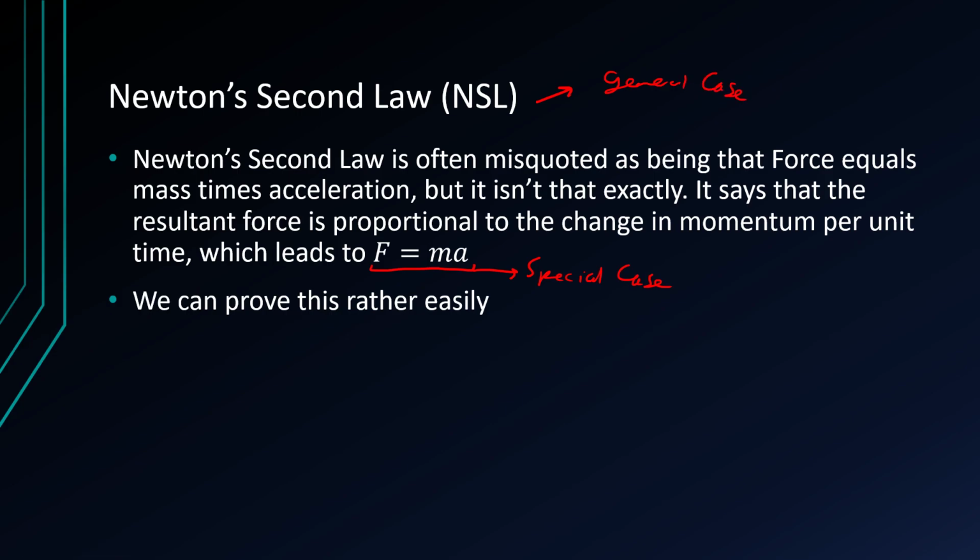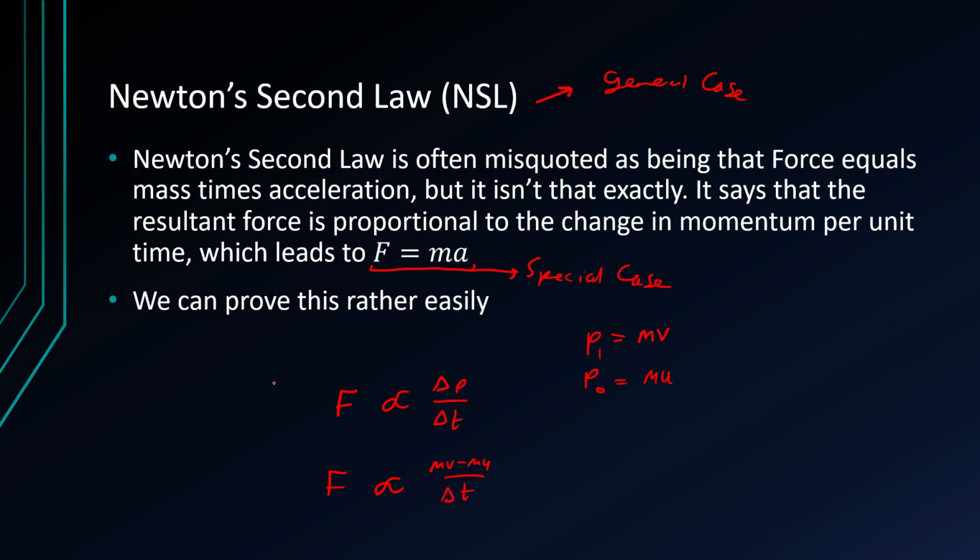So the general case, if we read from here, says that the resultant force is proportional to the change in momentum per unit time. Now, we haven't got onto momentum just yet, but momentum is the product of mass and velocity. So say this is momentum at the final stage, mv, and your initial momentum is m times u. Force is therefore proportional to mv minus mu over t, or delta t even.